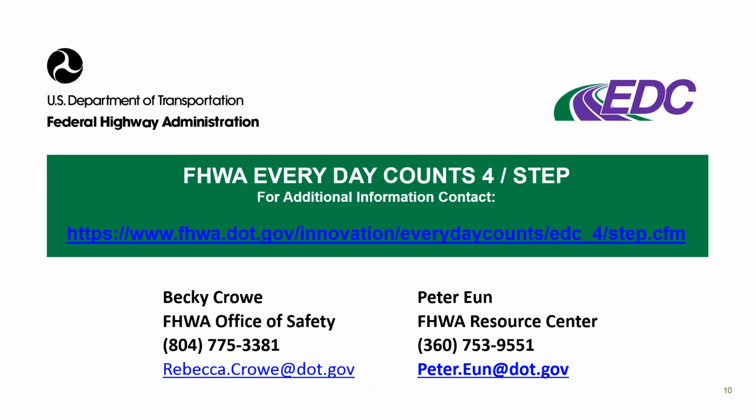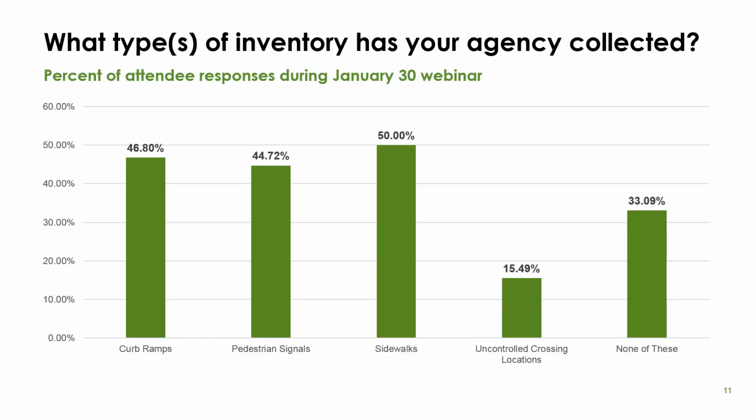But I mentioned this webinar we had a couple of months ago, and we asked a question during that session about which types of inventories the participants on that webinar, their agencies, had collected. They were able to pick among these various choices from curb ramps, pedestrian signals, sidewalks, uncontrolled locations, or none of them. Some people picked more than one, as you can probably see. Not everything adds up to 100. So, for example, we saw about 44% of people and agencies had collected inventories of their pedestrian signals. About half had also collected curb ramp and sidewalk information.